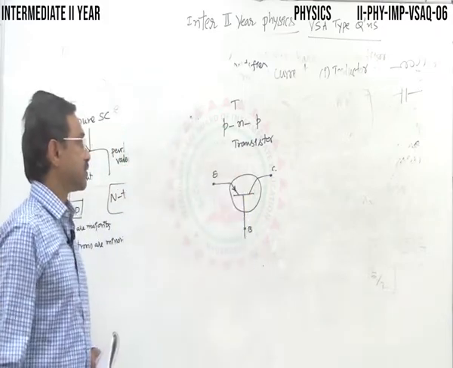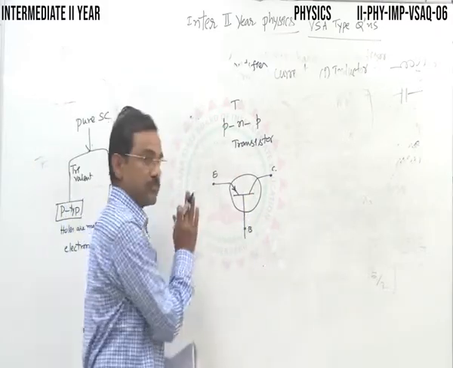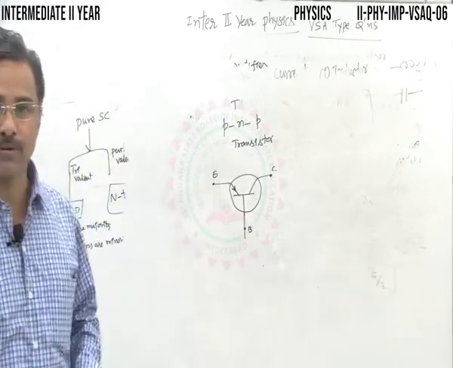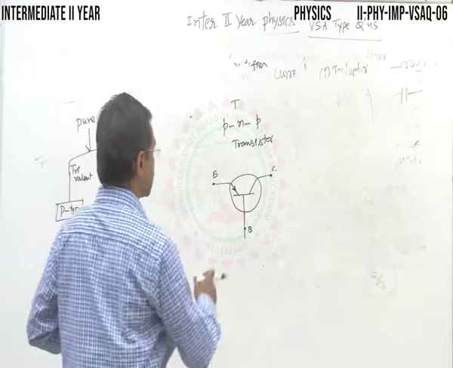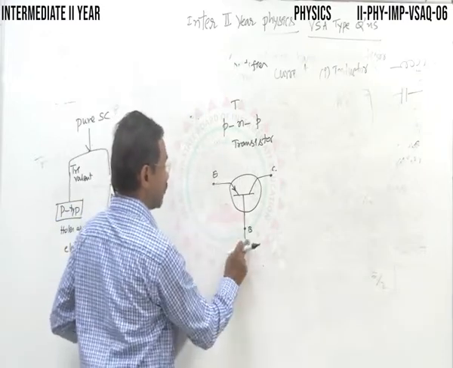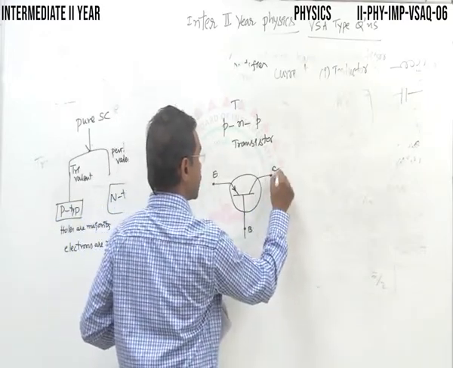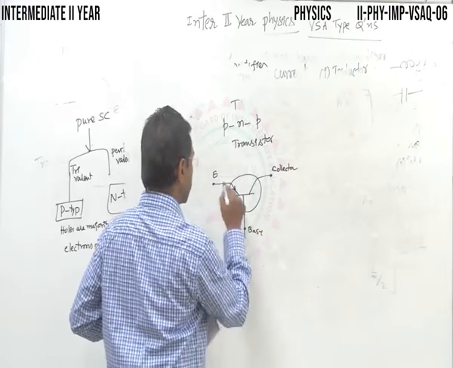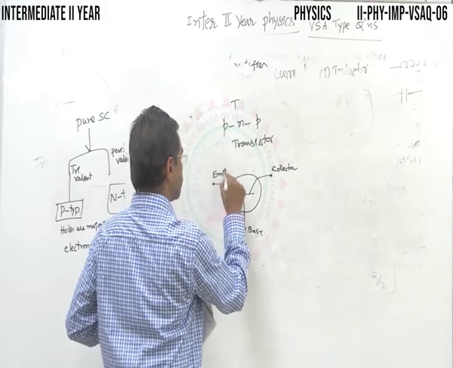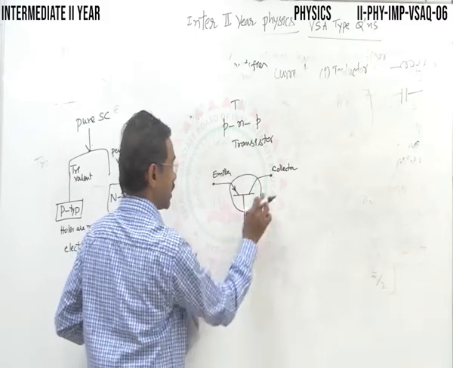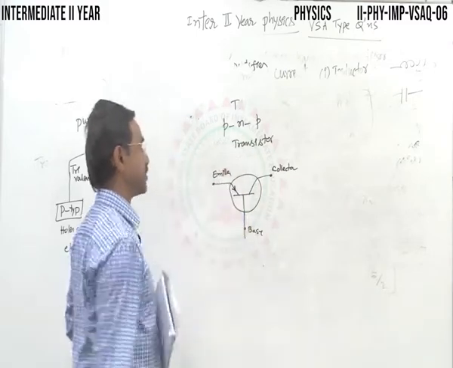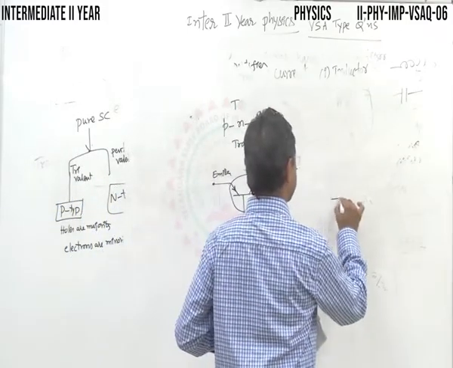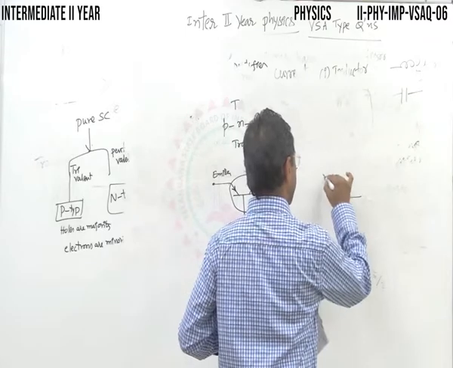Right? So here the arrow must be pointed from P to N on the emitter side only. This represents a PNP transistor: emitter, base and collector. C for collector, this is the collector, then the base, then here the emitter. You read it like this, PNP, P to N on the emitter side. This is a PNP transistor.